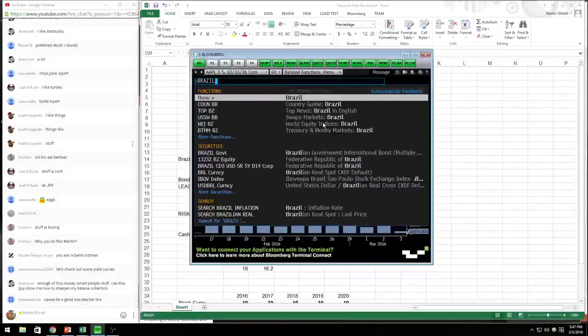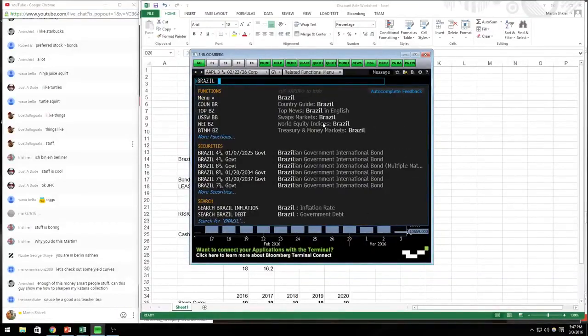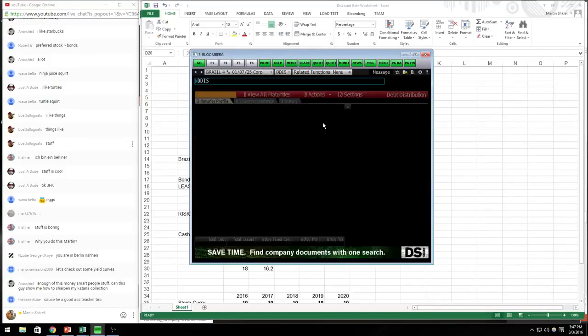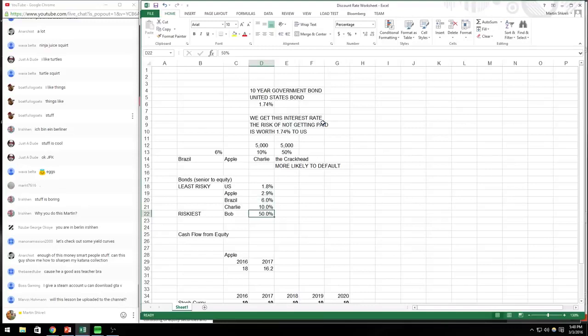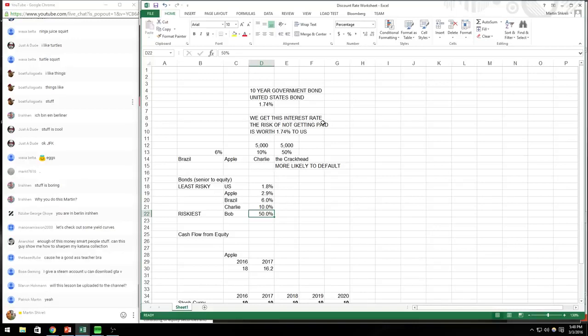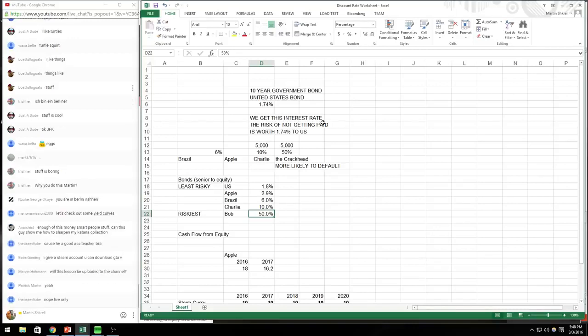How about Brazilian bonds? A Brazilian 10-year bond. I wonder what that would be yielding. The 2026 bond. Looks like about 6%, 5.965%. And then I joked that we have a friend named Charlie where I gave him a personal loan and the interest rate that I would charge him was 10%. And then finally, Bob the crackhead, my local crackhead, who I lend money to at 50% because it's so unlikely that he's going to pay me back that I have to charge such a high interest rate.